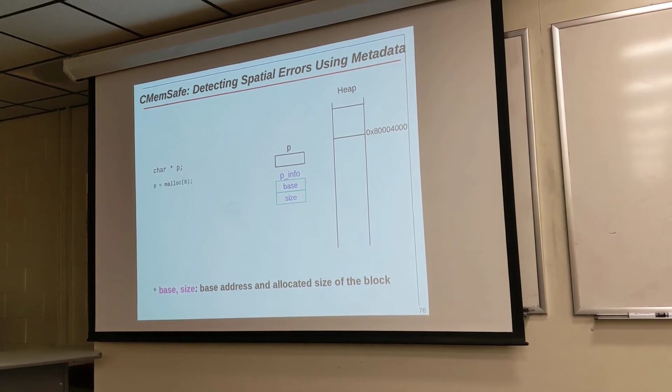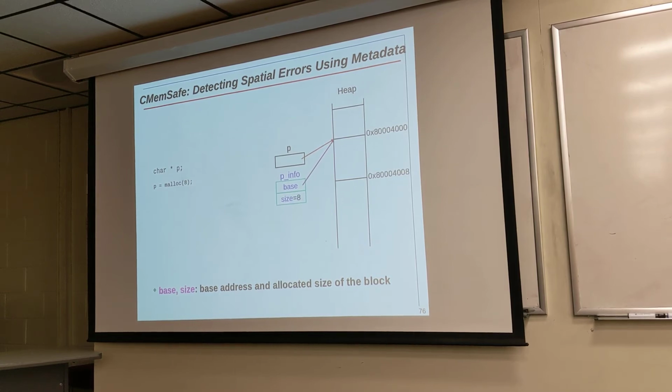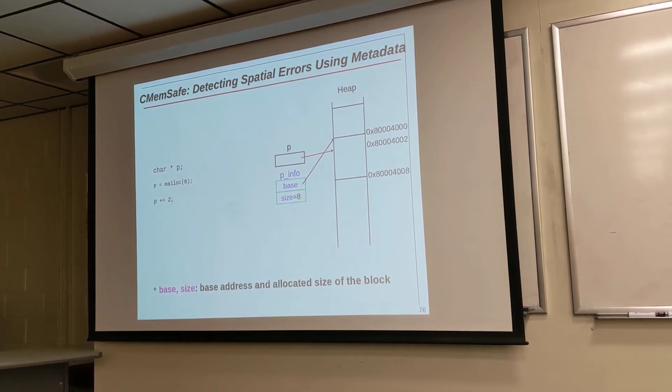Okay. And then if you do P equals malloc 8, then the thing gets allocated, and the base and size will get initialized this way. So the base will point to the base of the block, the size will be 8, right? And later on, if you do P equal to P plus 2, then the pointer will advance, but notice that the metadata doesn't change, right? Because the metadata is about allocations.